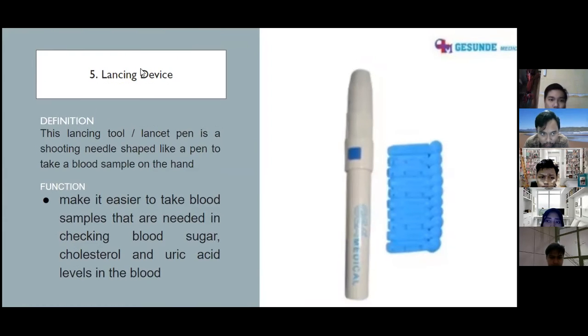Number 5, lancing device. The definition: this lancing tool or lancet pen is a shooting needle shaped like a pen to take a blood sample from the hand. Its function is to make it easier to take blood samples that are needed in checking blood sugar, cholesterol, and uric acid levels in the blood.